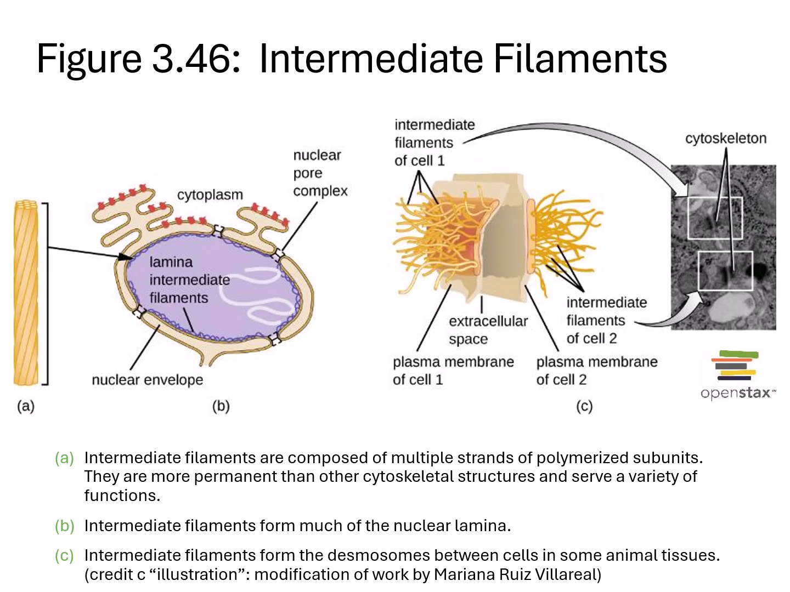Intermediate filaments are known for their stability, so they're involved in maintaining the shape of the cell, holding things in place. For example, in the nuclear lamina, we have intermediate filaments, or in structures that hold cells together, like desmosomes. These are very stable, preventing two cells from tearing apart from one another.